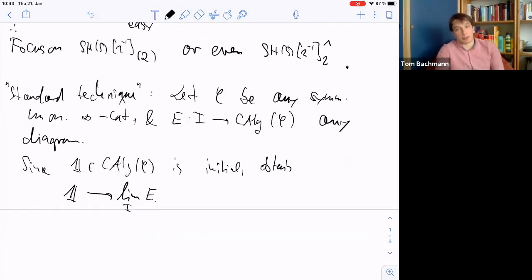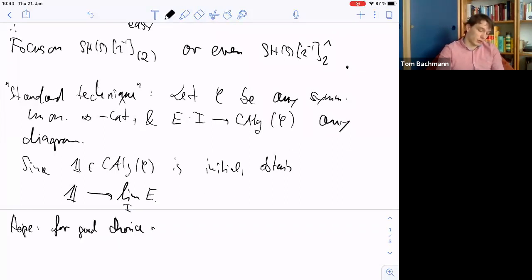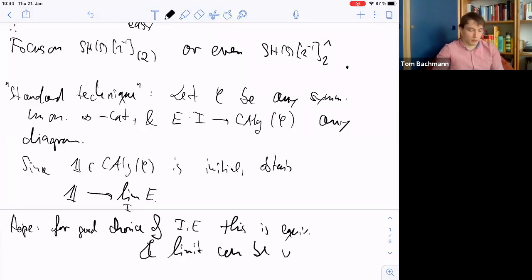And then you try to use some sort of standard techniques to understand this limit. Hope: for a good choice of I and E, this is an equivalence, and the limit can be understood. I mean, of course, I could just take the constant diagram at one object and choose this one object to be the sphere. And then obviously there's an isomorphism, but it's completely stupid. So you need to do something clever where you can understand something about this E thing and then learn something about the sphere. It's just some sort of idea or principle.